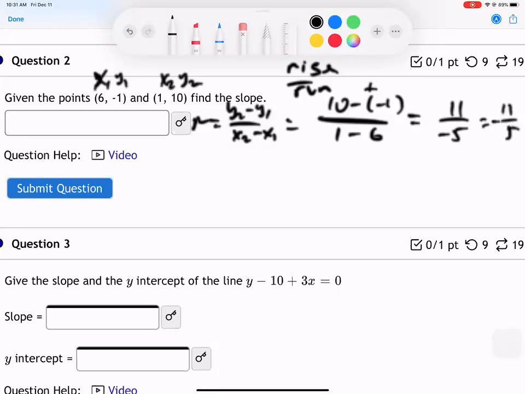Let me double check that. Yep. So if I wanted to just graph these points for you, you don't have to. Please don't do it if you don't have to. So here is 6, -1, and my first point is 1, 10. Now, if you can see, graph is going down, isn't it? And it's going down at a rate of -11 over 5.